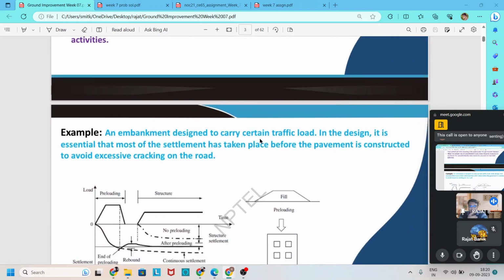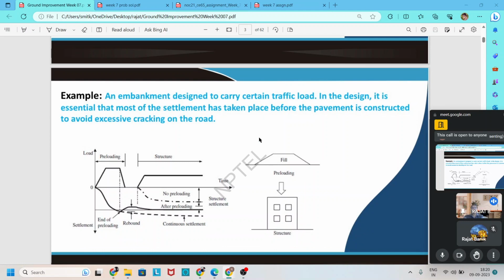In the next slide, one example is given: an environment designed to carry certain traffic loads. In the design, it is essential that most of the settlement has taken place before the pavement is constructed to avoid excessive cracking on the road. So this pre-consolidation is mostly used for road construction, to make the embankment.